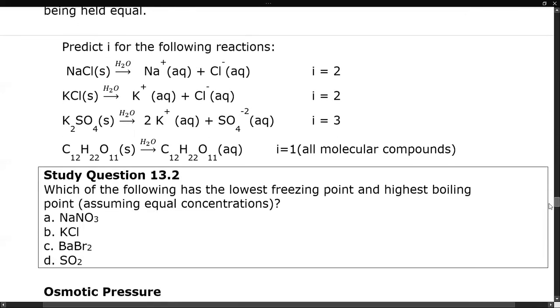If you look at these next ones, sodium nitrate only forms 2 particles. Potassium chloride only forms 2 particles, as we mentioned before. Barium bromide, though, forms 3, because I got 1 barium and 2 bromides. So that looks like our winner, because sulfur dioxide is covalent and would only form 1 particle to the extent which it dissolves. So barium bromide forms 3 particles, and that would be your answer.